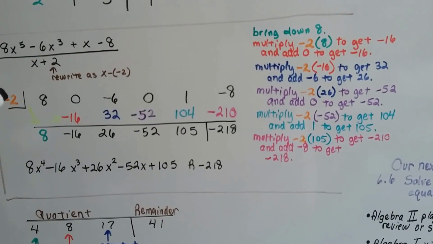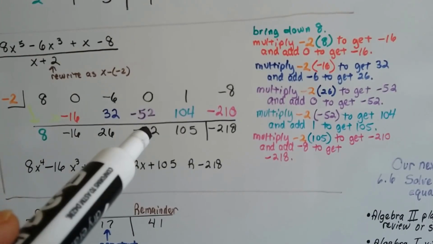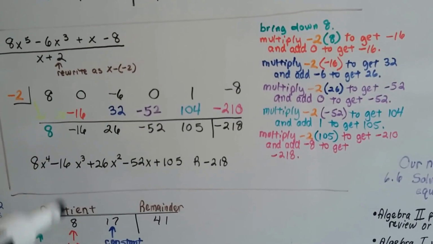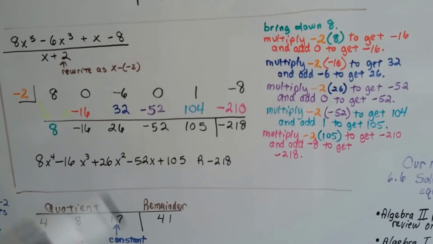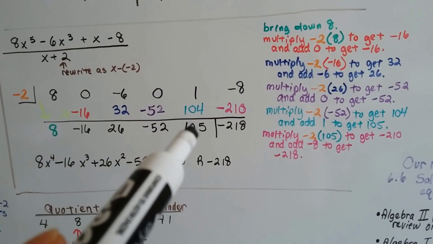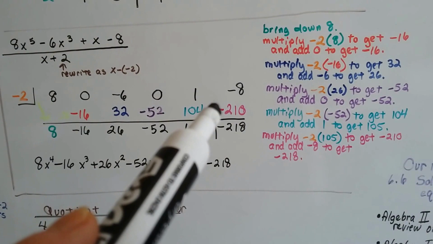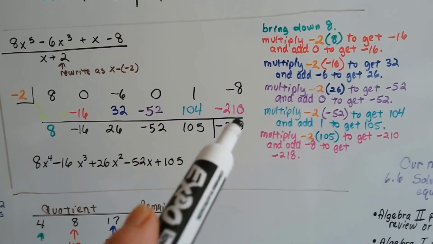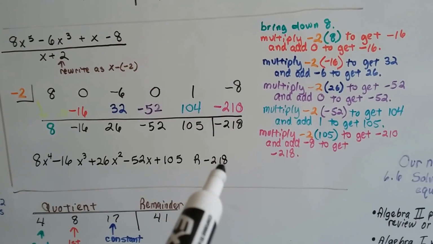We're going to get negative 2 times negative 52. 2 negatives make a positive, so we have a positive 104. Add it to the 1, we get 105. Negative 2 times 105 is a negative 210. We add it to the negative 8 and get negative 218. Now, that's our remainder. So we got remainder negative 218.